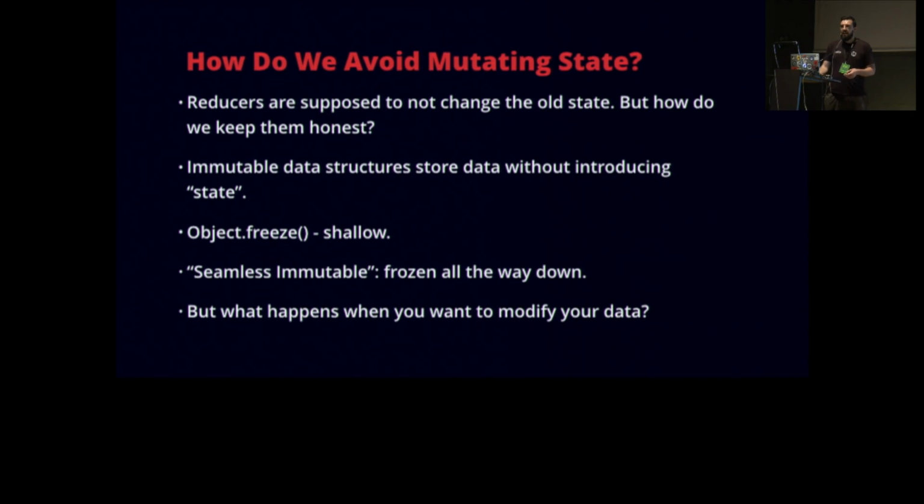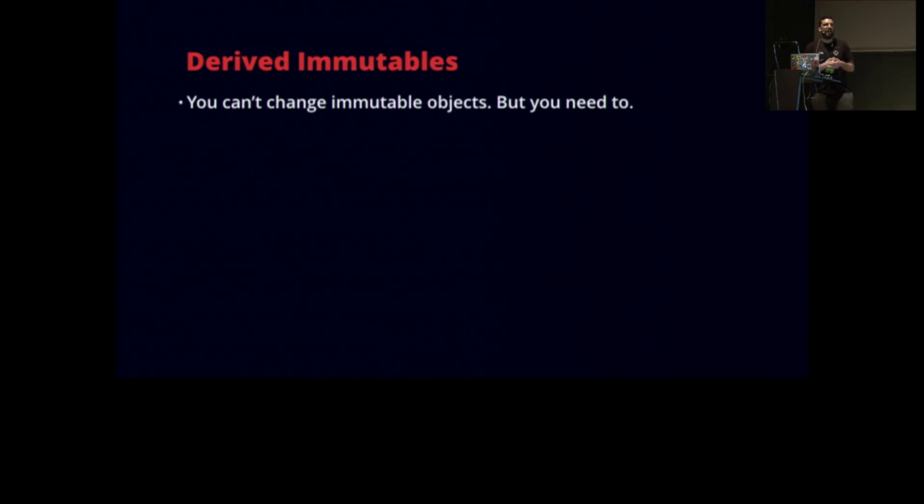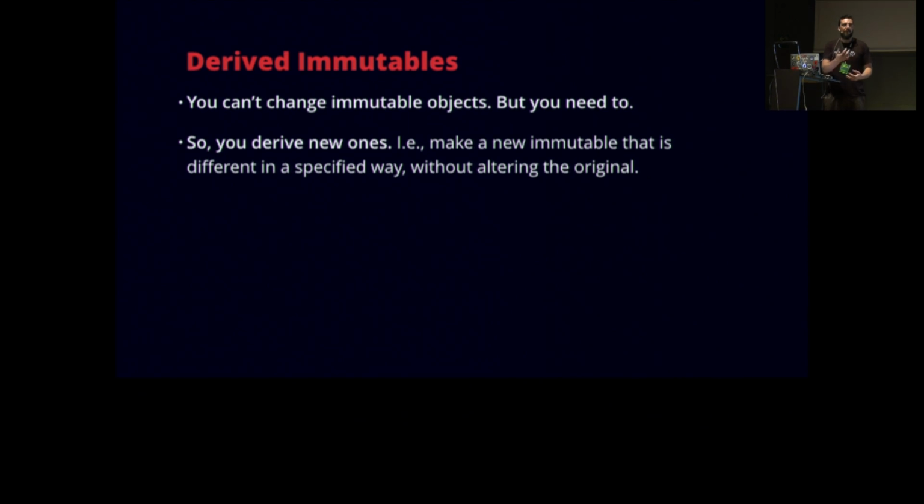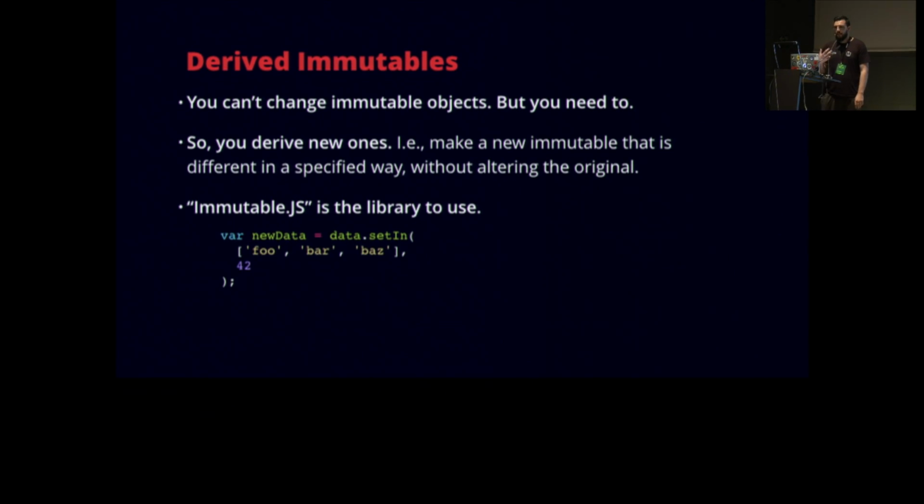But in every application, you do have to update things based on actions happening. So how do we do this? This is where we get into having a derived immutable. And since you can't change the object itself, what you have to do is create a new object with those changes. One of the libraries that I've been using a lot lately is Immutable.js. It's a library made by Facebook that gives you a number of immutable data structures and a really great API for being able to update and insert things into your state.